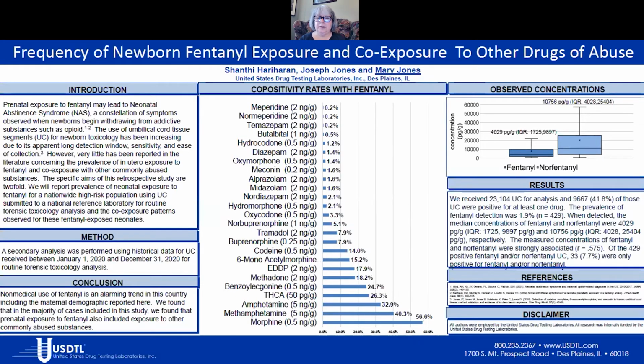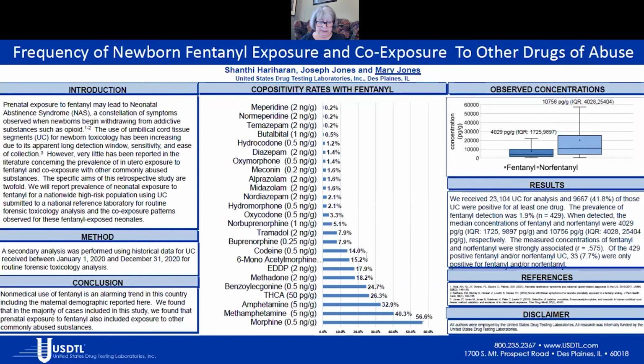The next significant drug was THC, which is a metabolite of marijuana, which we saw 26% of the time. For cocaine, we test for benzoylecgonine, which is a metabolite, cutoff 0.5 nanograms per gram, and we saw that about 25% of the time. And then lastly, I think of importance, is 6-monoacetylmorphine. It is a metabolite of heroin, and we saw that 15% of the time.